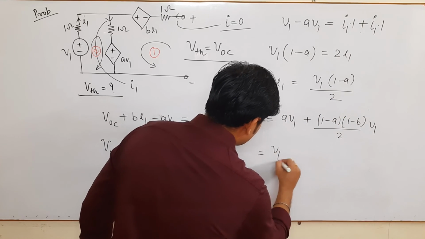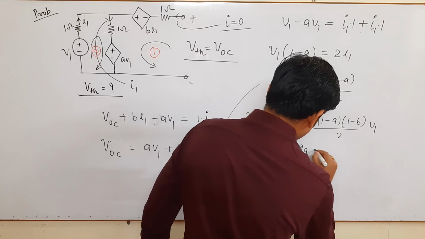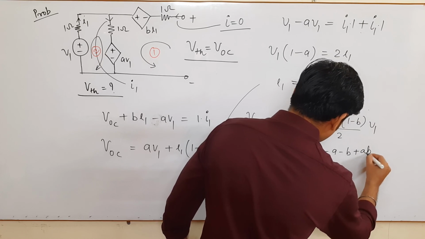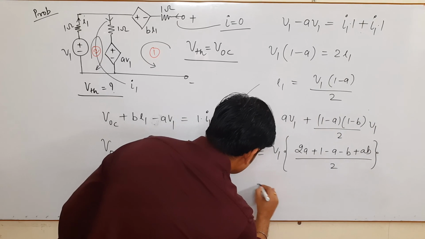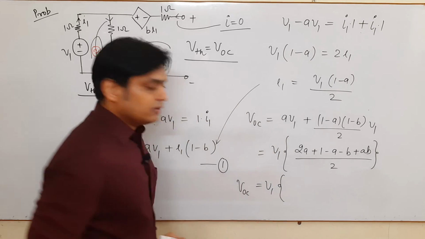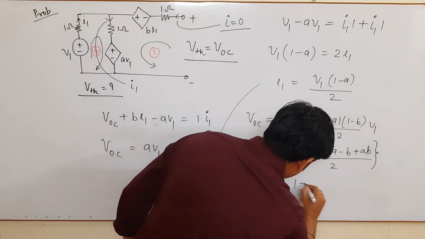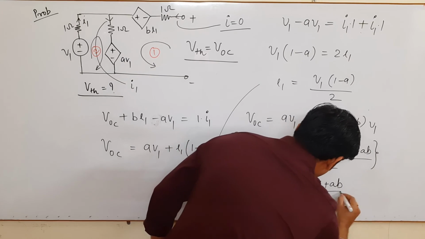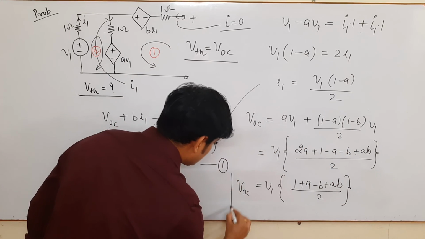Or you take V1 as common, that comes to be what? It is twice of A plus (1 minus A minus B plus AB), and it is divided by 2. Okay. So finally you can say the value of VOC comes to be V1 times (1 plus A minus B plus AB) divided by 2. Okay. So this is your answer for VOC.